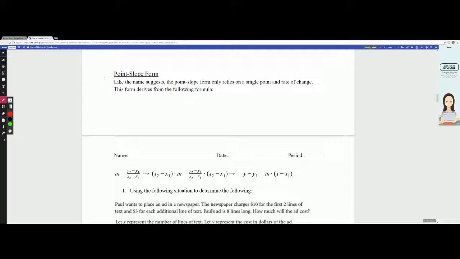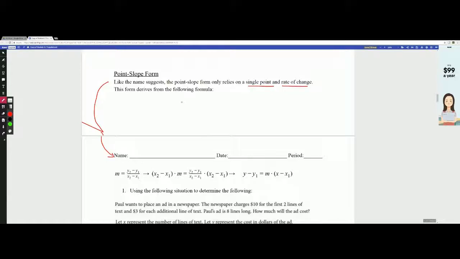All right. So like the name suggests, the point slope, and again, I think your copy has this one written down on this page. Okay. Don't know why, but when I open these documents, everything's shifted up. I don't know why it does that. All right. So point slope form, like the name suggests, only relies on a single point and rate of change. That's why they call it point slope, because you only have a point and you get the slope.